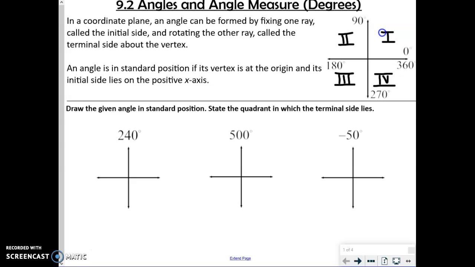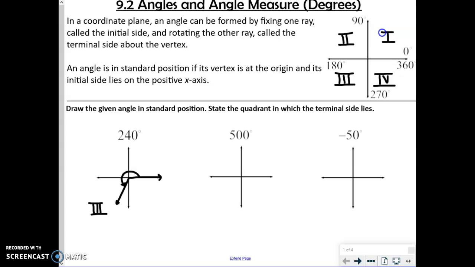The first one that we have here, 240 degrees, would fall somewhere between 180 and 270. So the terminal side would be found here in quadrant 3. The initial side, as always, is the positive x-axis, and then the angle arc tells us what direction we're going, which determines whether it's positive or negative. An angle arc that goes in counterclockwise fashion, like this one does, shows that our angle is positive, and if it goes clockwise, it's negative. So the terminal side, and therefore the angle itself, is found in quadrant 3.